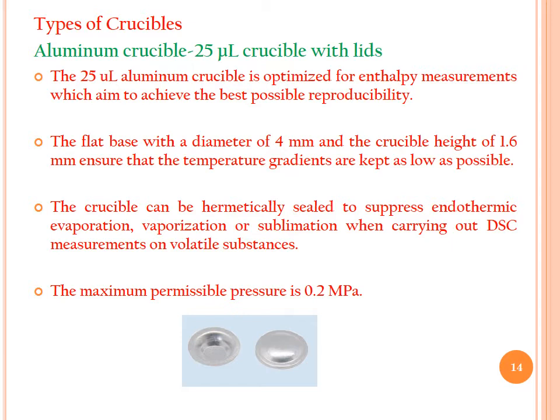The flat base with a diameter of 4 mm and the crucible height of 1.6 mm ensure that the temperature gradients are kept as low as possible. The crucible can be hermetically sealed to suppress endothermic vaporization or sublimation when carrying out DSC measurement on volatile substances. The maximum permissible pressure is 0.2 MPa when using aluminium crucible of 25 microliter capacity for DSC analysis.